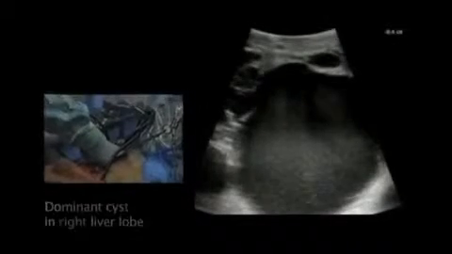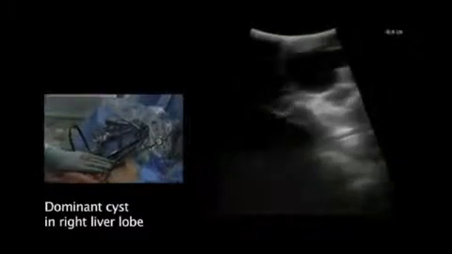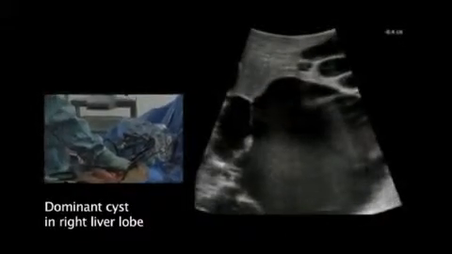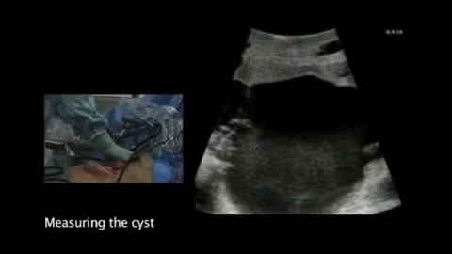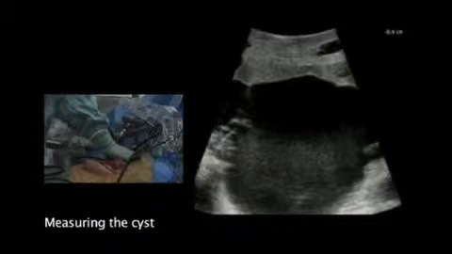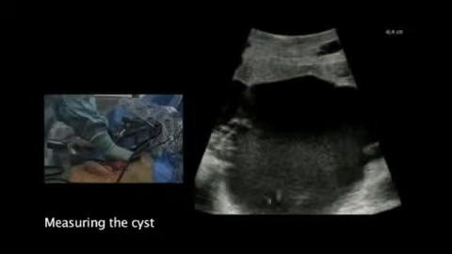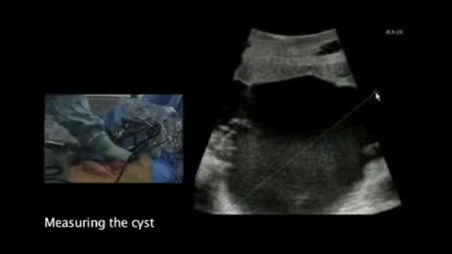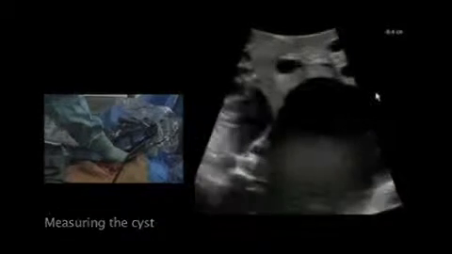We have a large dominant cyst, and I'm keeping my transducer a little bit right of the midline of the liver. So that will be in the right lobe of the liver. We have this dominant cyst. We can try to take a measure on it just to have an idea what size we are speaking about. And we are speaking about the size of 11-12 centimeter.